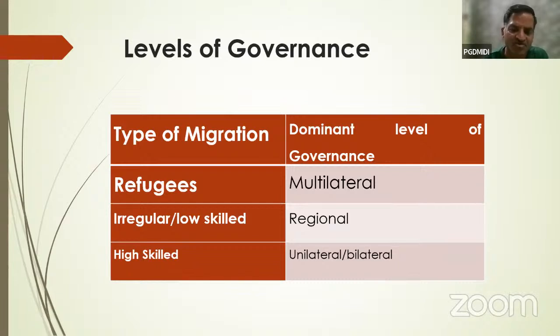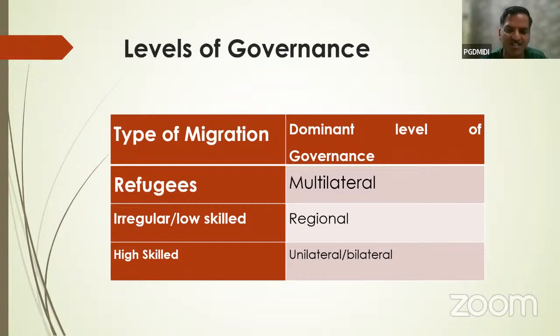Then levels of governance. When you talk about levels of governance, you have to see how a particular type of migration is governed. Refugees are always out of means between countries or between many countries. You talk about Syrian refugees, Bangladeshi refugees, Rohingyas, Afghanis. They don't just come from Afghanistan to India. They go from Afghanistan to many countries. So it is a multilateral subject. Many countries have to see how safely and properly they can manage to rehabilitate the refugees. So it is not just between two countries but many countries. This is a global issue.